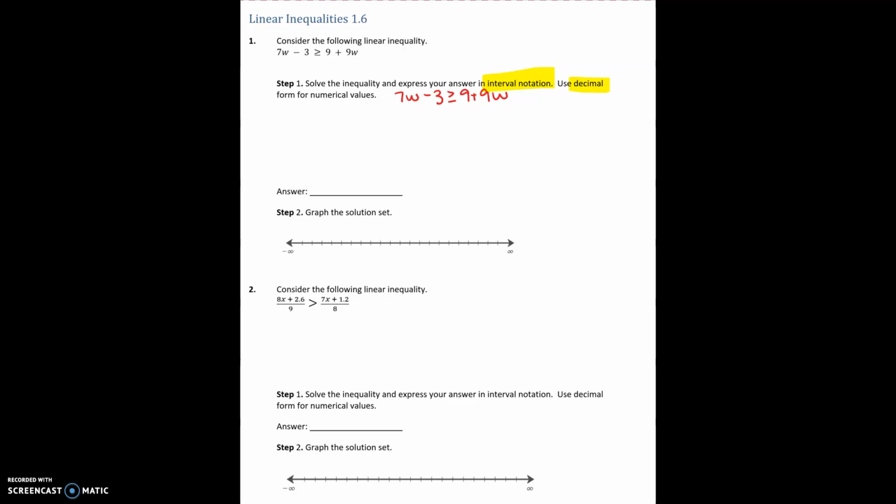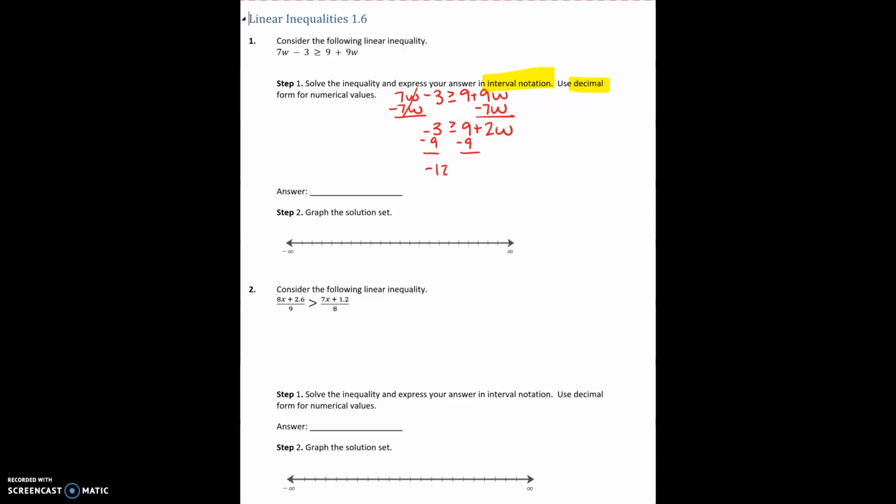So we're pretty much going to treat this like an equal sign, unless we have to divide or multiply by a negative number, then we switch the sign. So I'm going to start off by subtracting 7w from each side to cancel the w's, and this will keep my variable coefficient positive, which is what I prefer. You don't have to do that first step. You could add 3 to both sides if you wanted. Next, I'm going to subtract 9 from both sides.